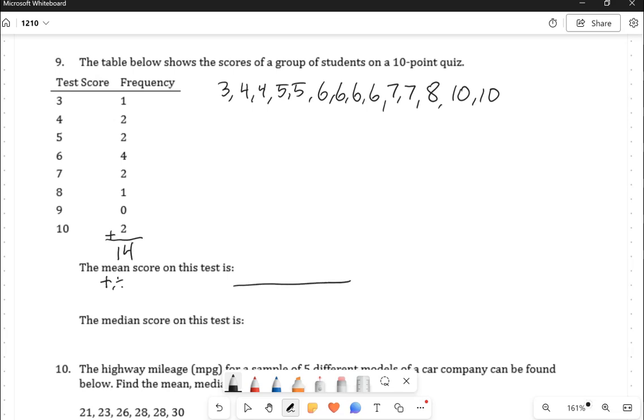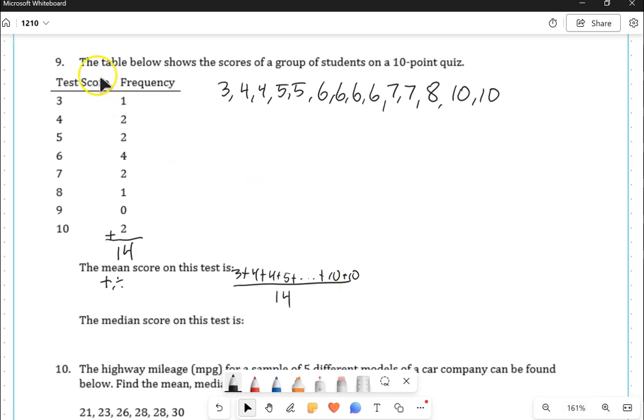So the mean would be divided by 14. Now, since we have the whole list, we could go in and just do 3 plus 4 plus 4 plus 5 plus dot dot dot plus 10 to add them all up and divide by 14. By being able to write the frequency table as the original data, we can now see them all, add them all up, and see what we get.